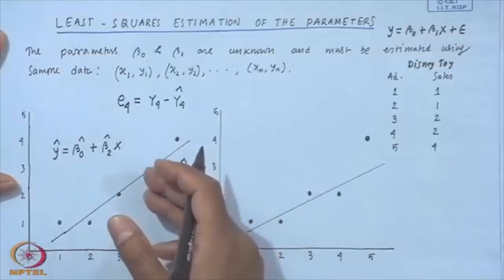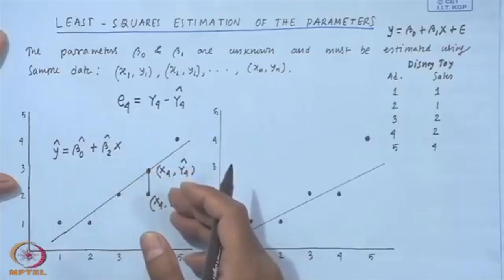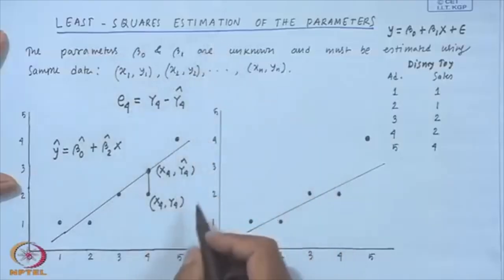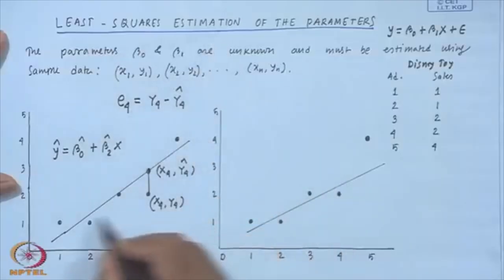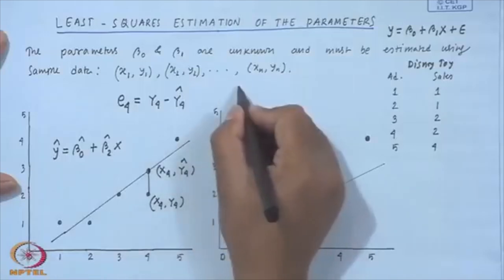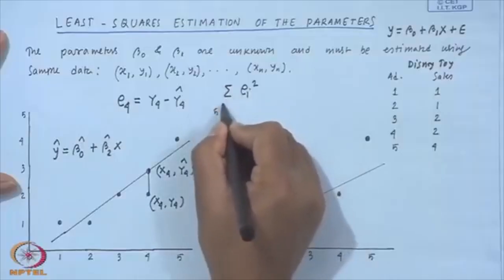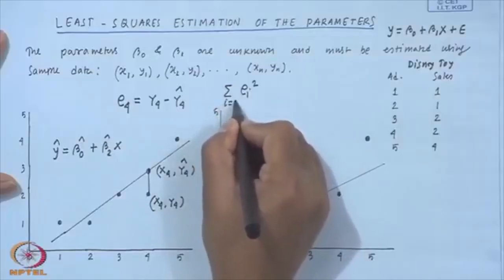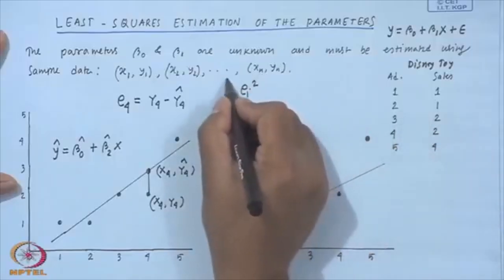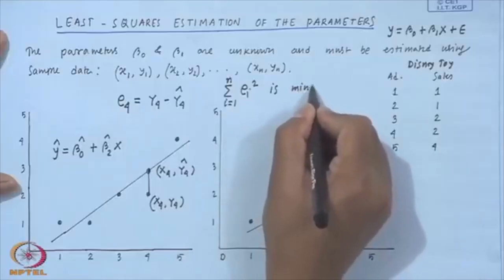So, this is what we mean by the vertical discrepancy, and what the least square estimation or least square technique does is that it fits a model such that this sum of E I square, for I equal to 1 to n in general, but here it is 1 to 5, is minimum.